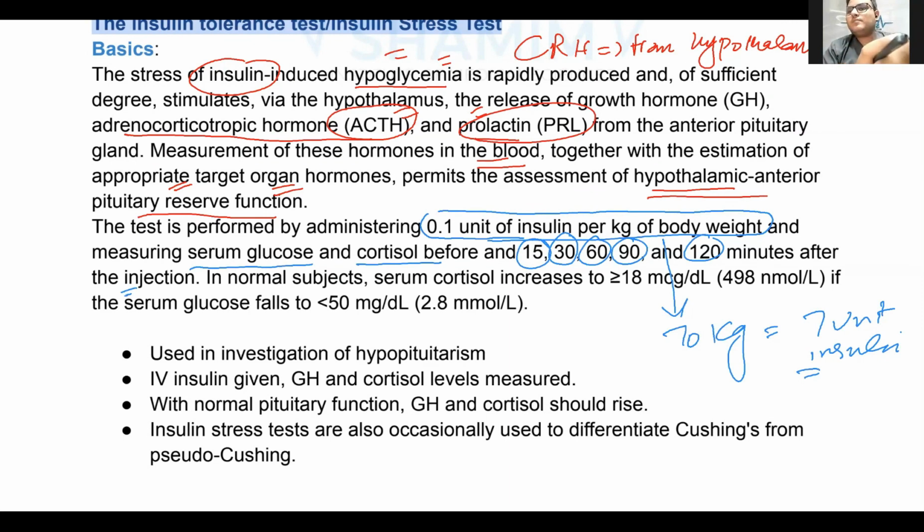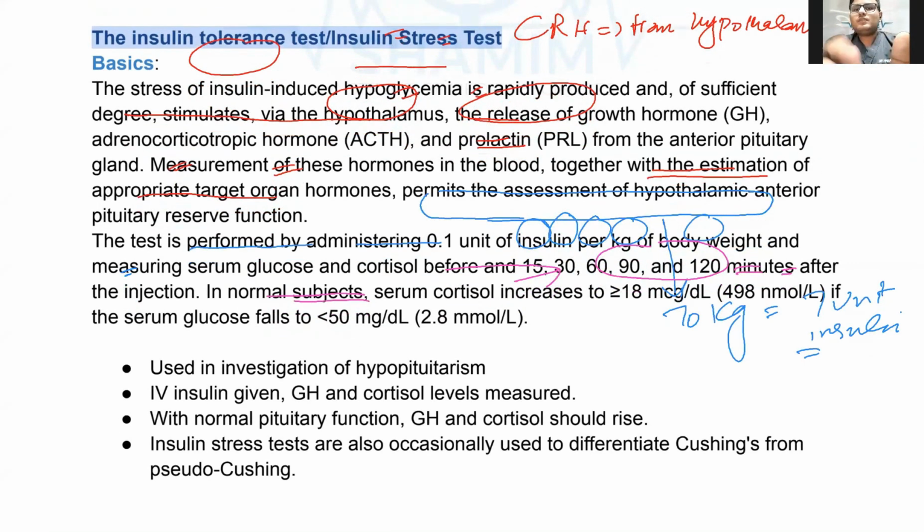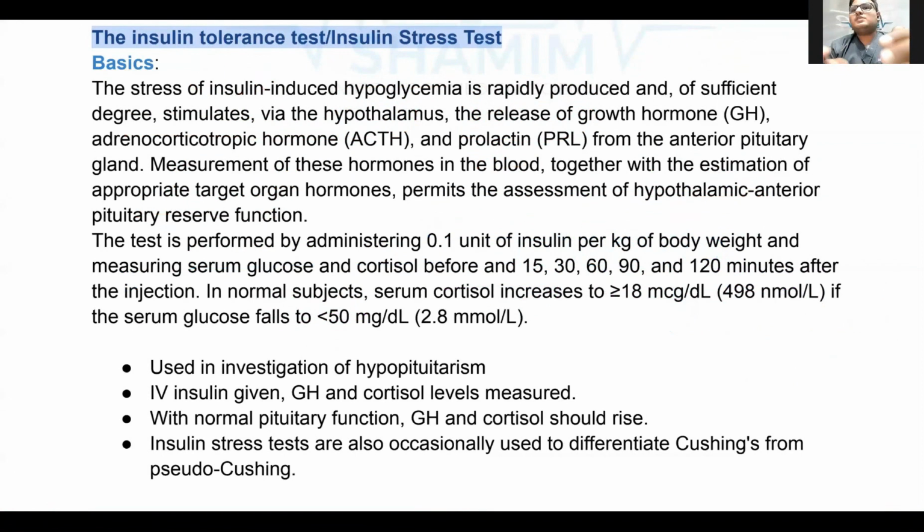And what will happen next? We will check the levels of cortisol. In normal subjects, the cortisol increases to greater than 8 mcg per deciliter, or 498 nanomole per liter, when the glucose decreases to less than 50 milligram per deciliter. So that is in normal patients. In summary, the insulin stress test is also called the insulin-induced hypoglycemia test, or insulin tolerance test.